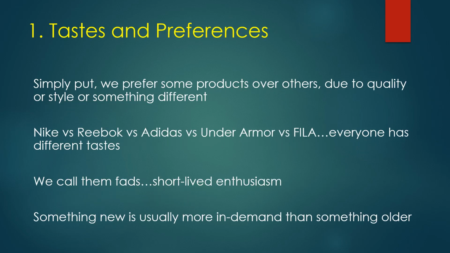Our first one is tastes and preferences. So simply put, we prefer some products over others due to quality or style or because it's new. Nike versus Reebok versus Adidas versus Under Armour versus Fila. Everyone has different tastes. Not everybody only likes one of these brands. And we call those fads, which is short-lived enthusiasm. Something new is usually more in demand than something older.